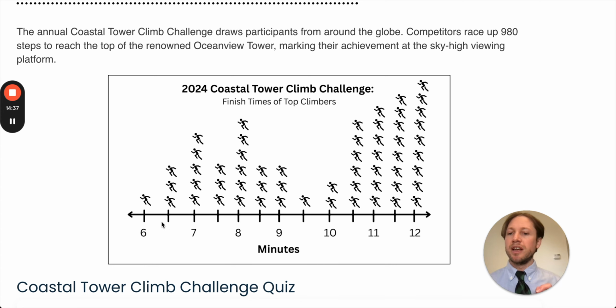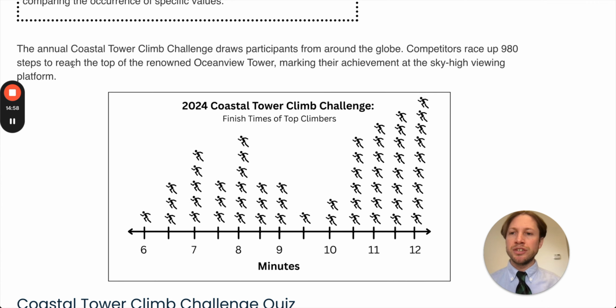I also notice that there is something right in the middle here. So that would be 6.5 minutes, 7.5, 8.5, 9.5, and so forth. And the title is 2024 Coastal Tower Climb Challenge and finish time for top climbers. So all of these runners must be people who have finished the race.